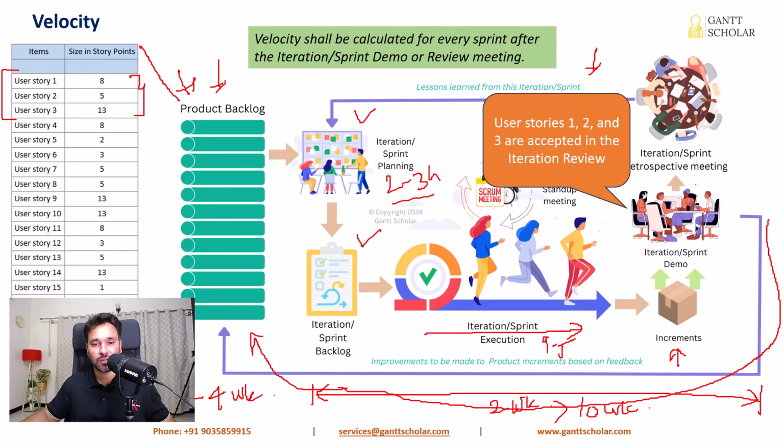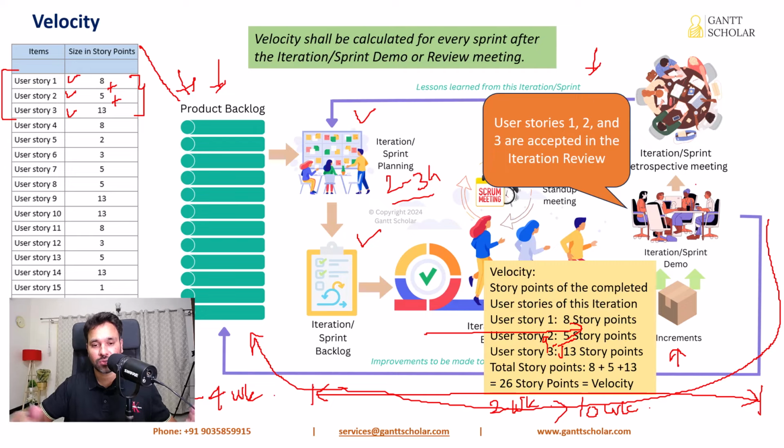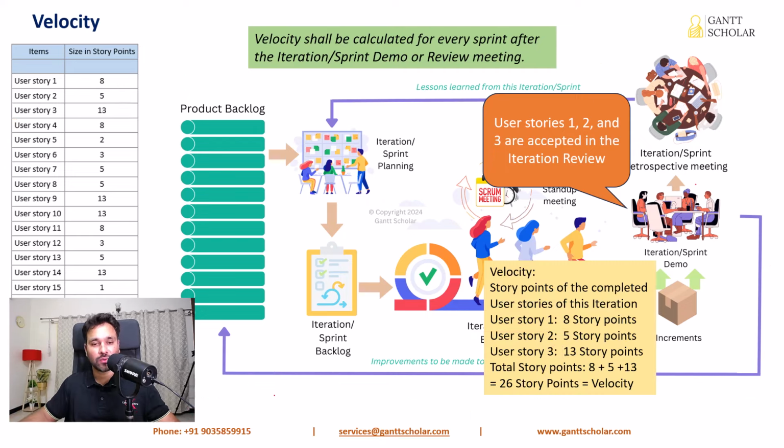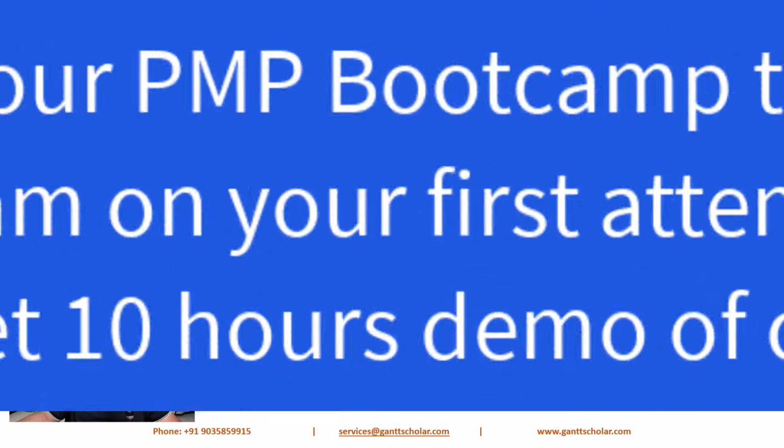So user stories 1, 2 and 3 are accepted in the iteration review. Now we're going to use the story points of these 3 user stories, that is 8 plus 5 plus 13, to calculate the iteration velocity. We know that these 3 items are done, and we go and check in the product backlog what the sizes of these 3 user stories are. It's 8, 5 and 13. We add them up, 8 plus 5 plus 13, and we find it's in total 26 story points.